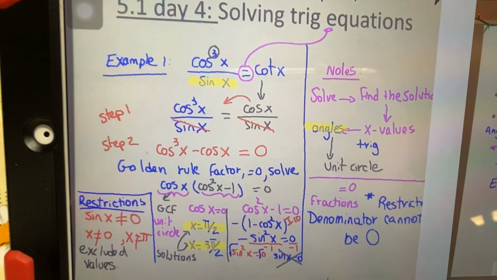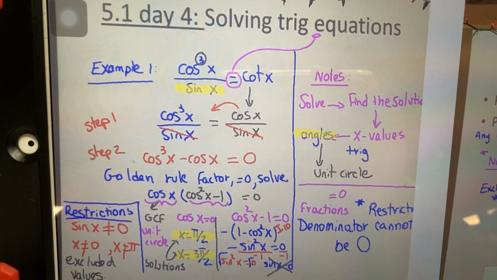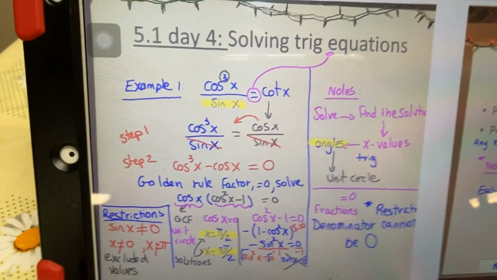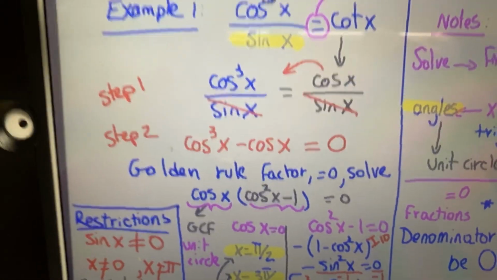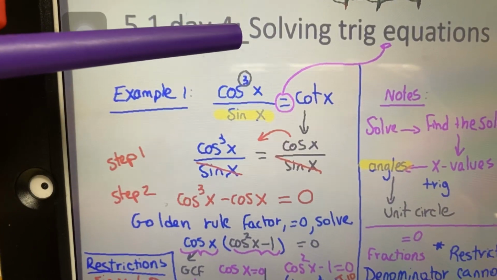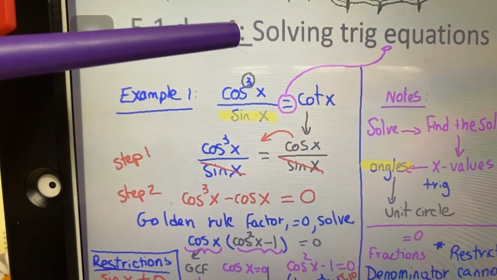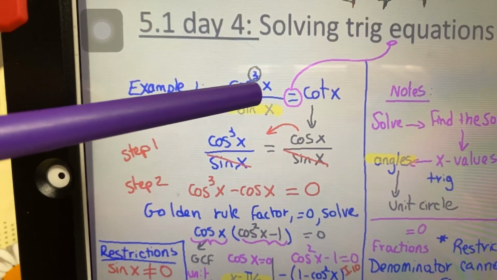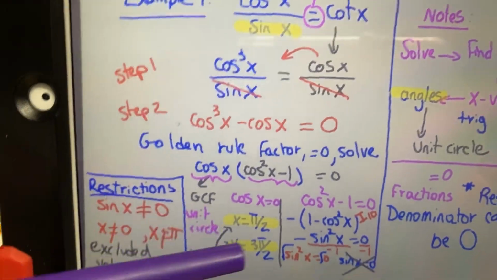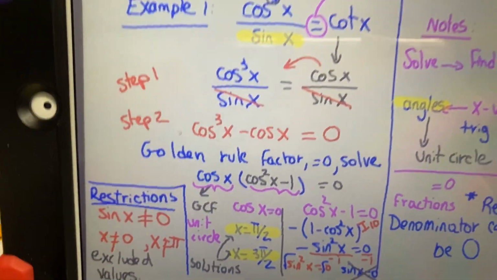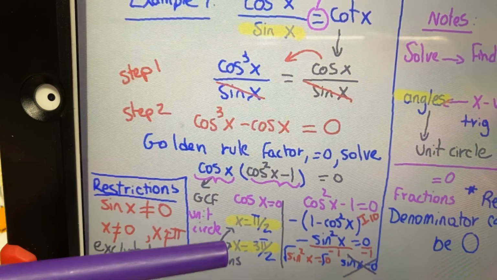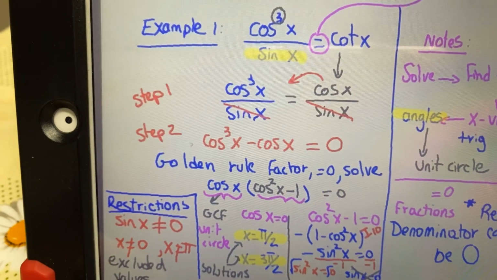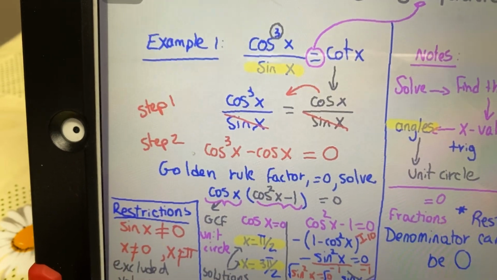So this is the first example, cosine cubed of x divided by sine equals cotangent. And again, our objective is to solve. And by solving, if you guys remember, it means find the solution. In this case of a trig equation, the solution is x, and x is an angle. So as you notice, the solutions are either degree or radian, but as we agreed by convention, we write our solution in radian unless we are asked to find the solution in degree.